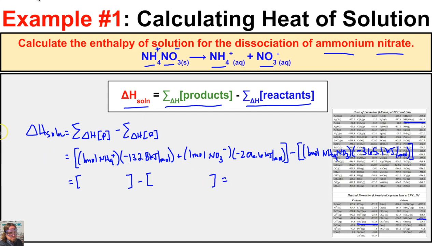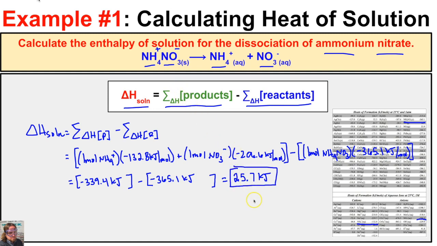And so if we take a look, our first bracket is going to end up being equal to negative 339.4 kilojoules. And if we take a look right here, this bracket is going to be equal to negative 365.1 kilojoules. And so we'll take this and put this into our calculator. And we end up with 25.7. So our heat of solution is going to be 25.7 kilojoules.